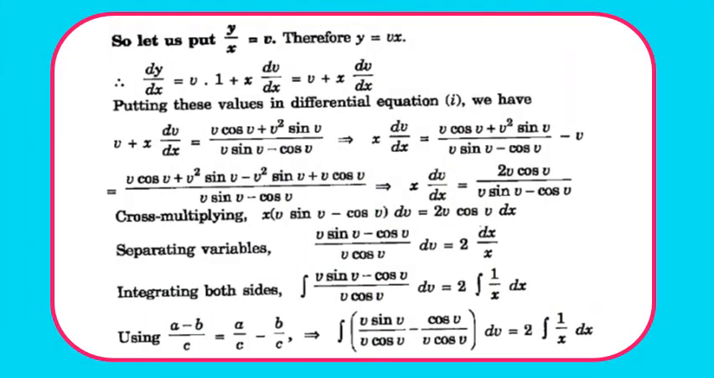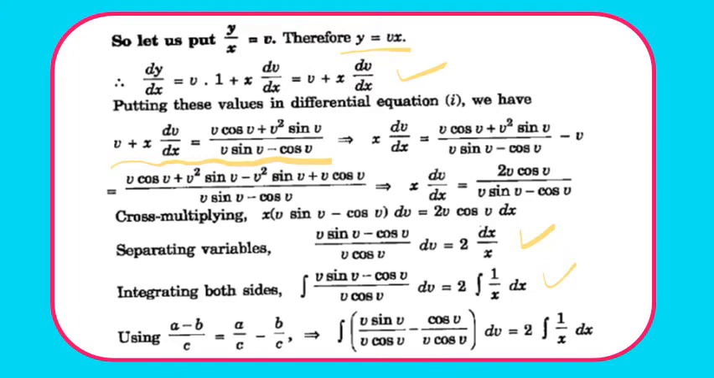So putting y = vx, we get dy/dx = v + x dv/dx. Putting these values in differential equation 1, we get v + x dv/dx = (v cos v + v² sin v) / (v sin v − cos v). So separating the variables, we get (v sin v − cos v)/(v cos v) dv = 2 dx/x. So integrating both sides, we get the integral of (v sin v − cos v)/(v cos v) dv equals 2 times the integral of 1/x dx.